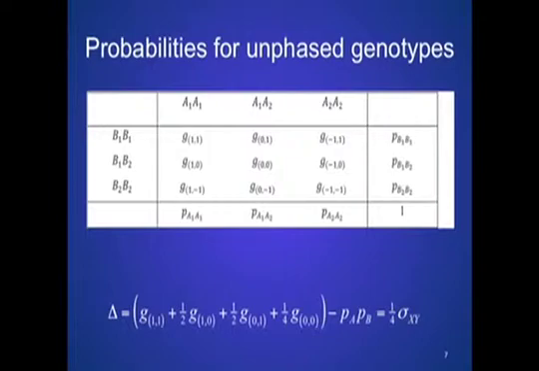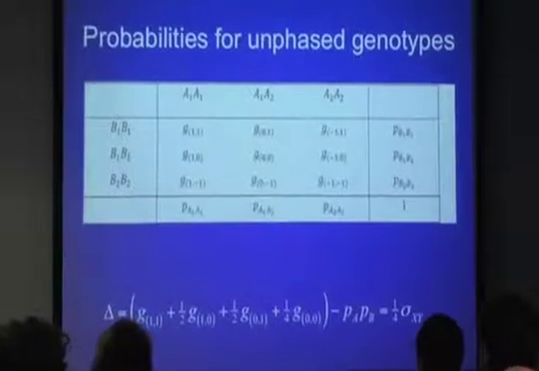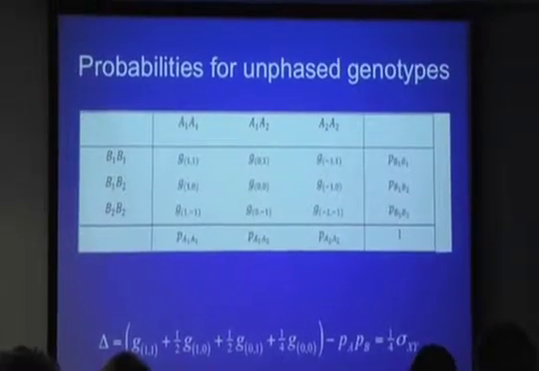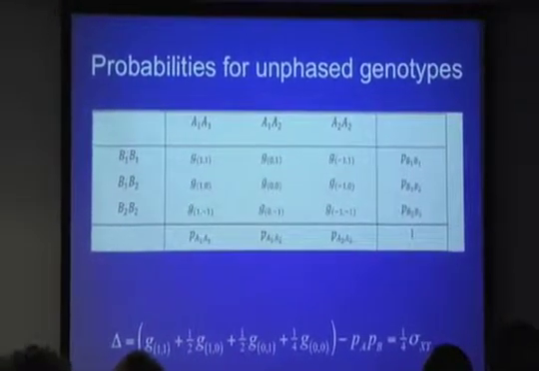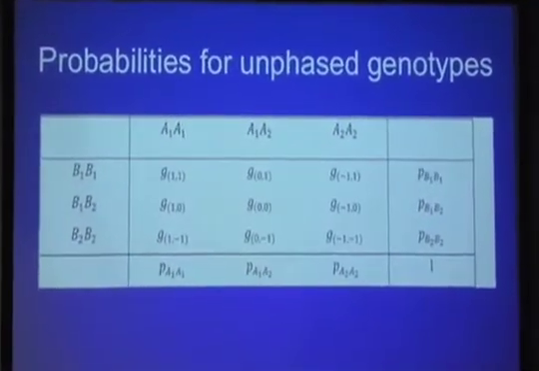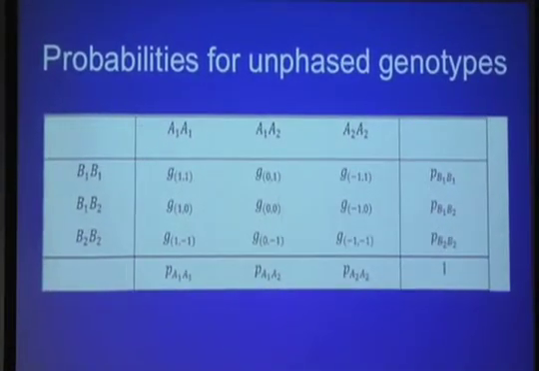For those of you who are more genetically inclined, these are the probabilities for what are known as unphased genotypes. For those of you who don't know what unphased is, don't worry about it. Just regular genotypes. So what we have is two of these things.